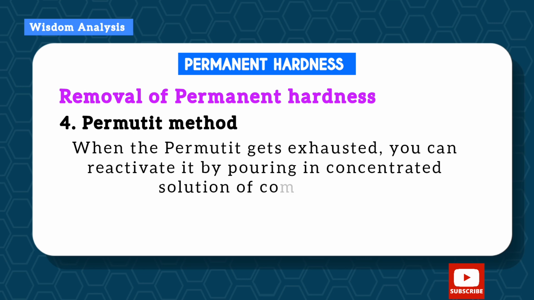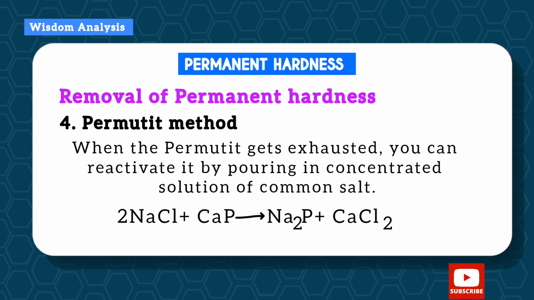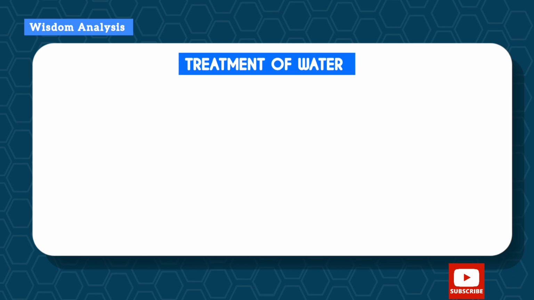When the permutit is exhausted, you can reactivate it by pouring in concentrated solution of common salt, which is sodium chloride. The sodium chloride plus the calcium zeolite will now restore back our sodium zeolite again and give out calcium chloride. Let's talk about treatment of water.